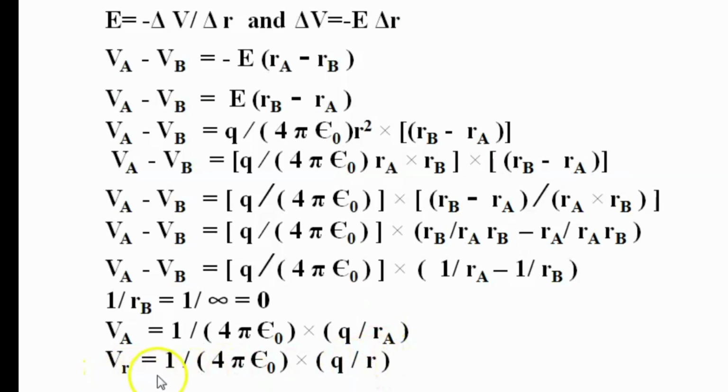So it will become V is equal to 1 upon 4 pi epsilon naught, and multiplying 1 by Q, it will become Q upon R.